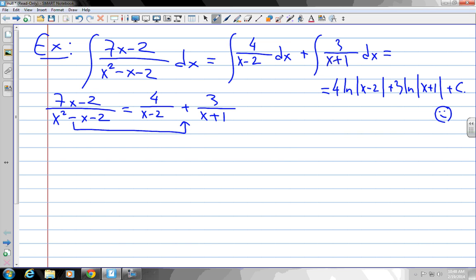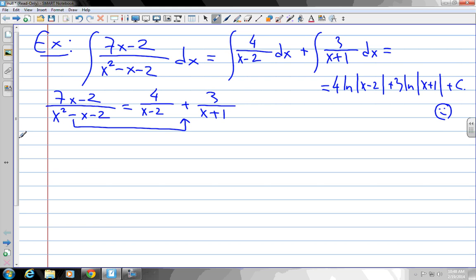Because if I ask you to add these two fractions algebraically, you'll get this. First you have to find the least common denominator, which is x minus 2 times x plus 1. So you multiply 4 by x plus 1, and then multiply 3 by x minus 2. So you end up with 7x minus 2 in the numerator, and the denominator is that product. But going backwards is what we're going to focus on.